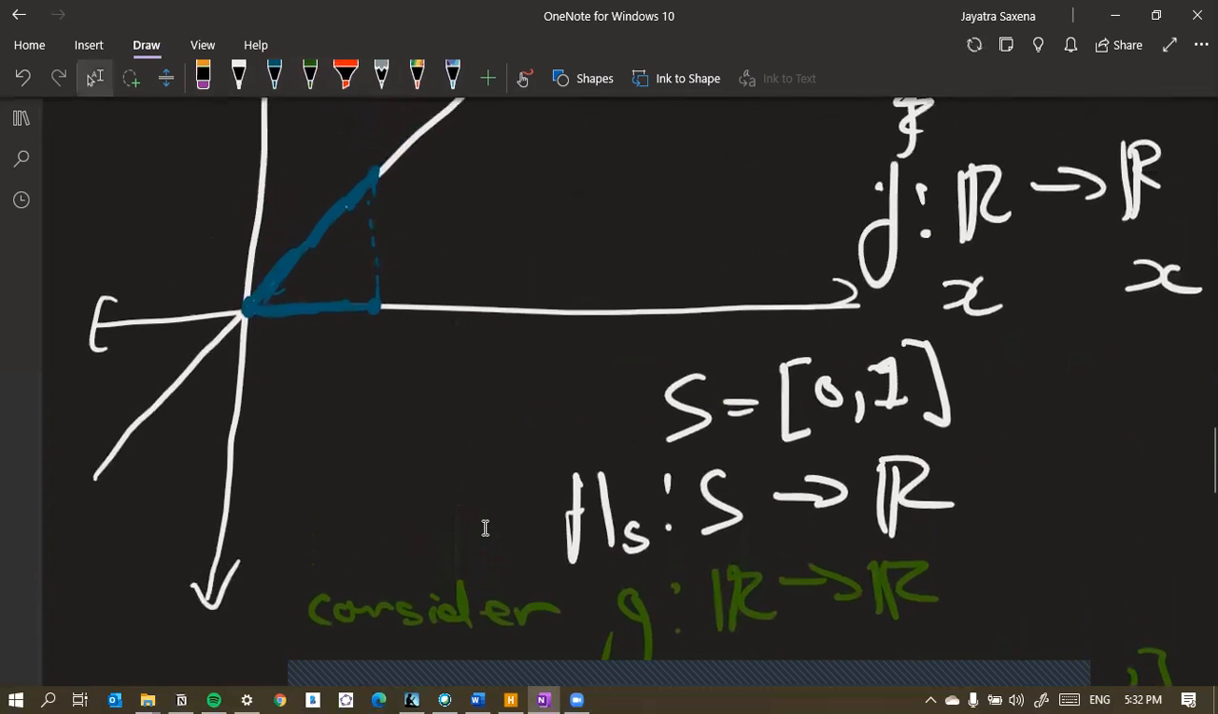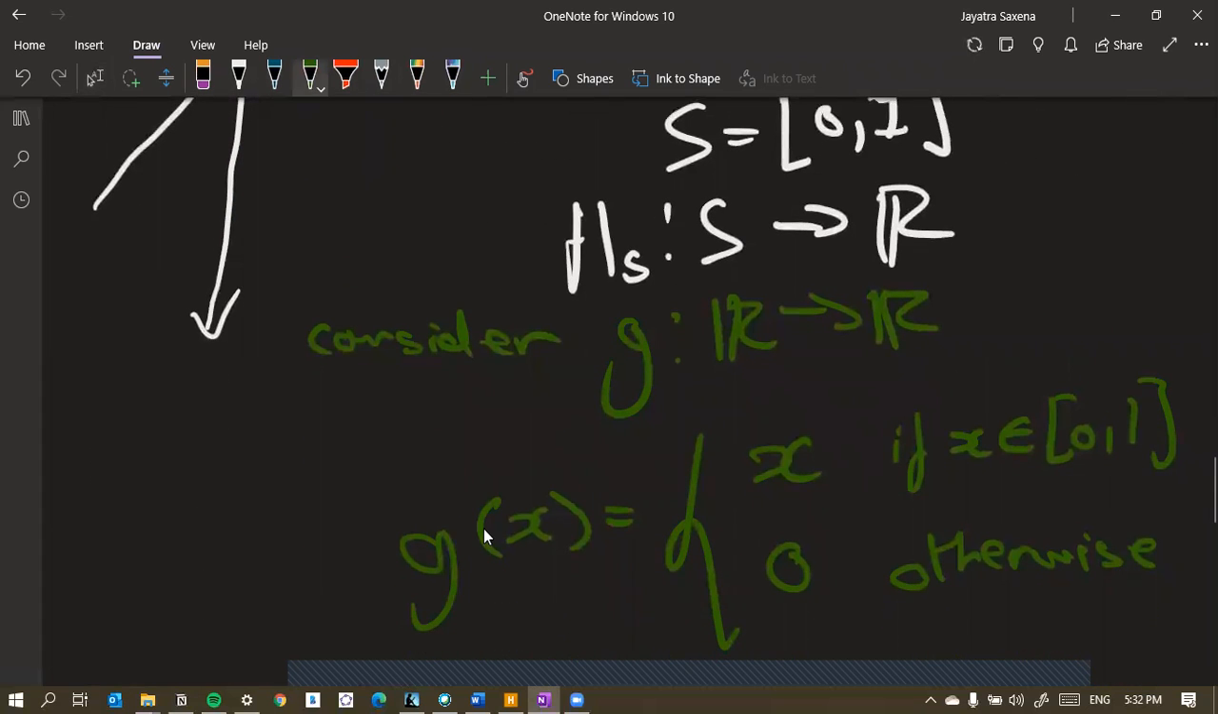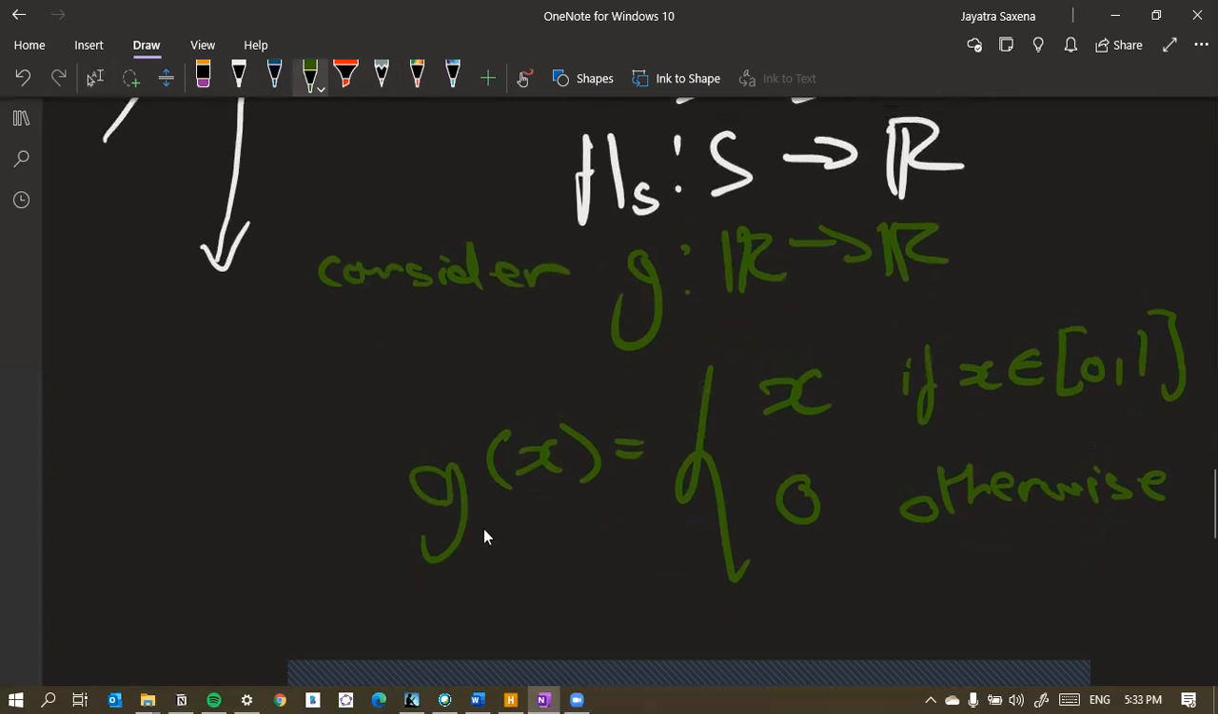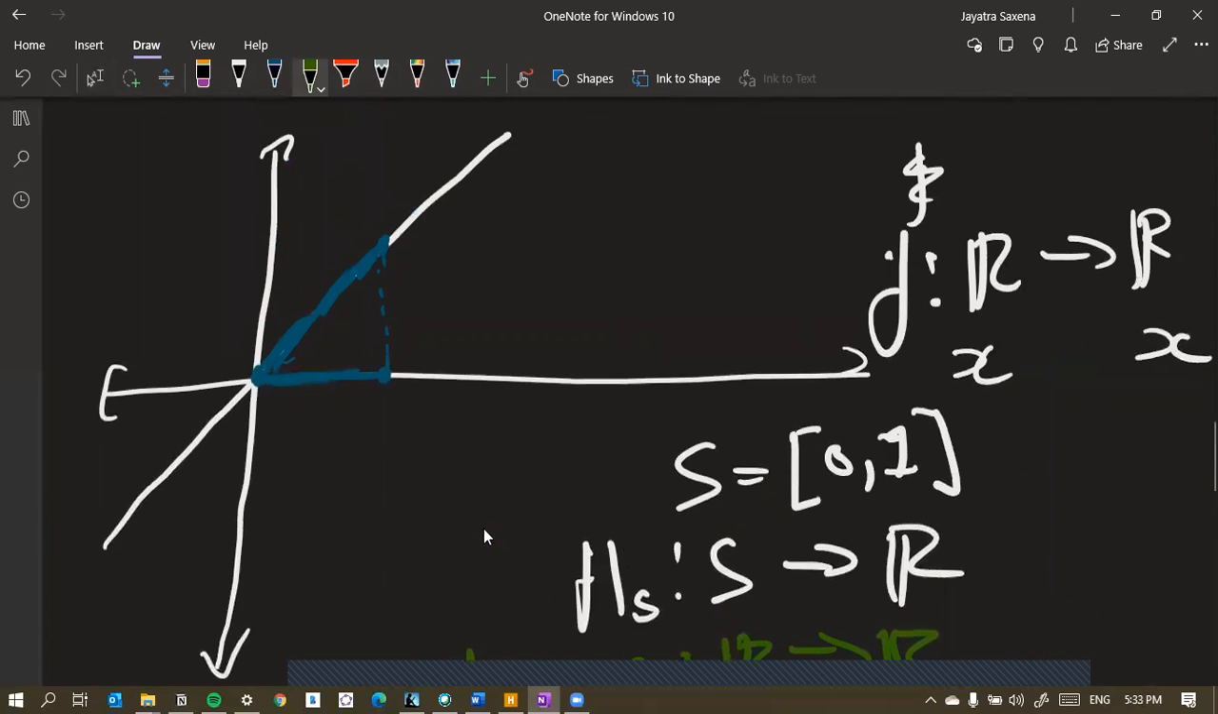This looks like a fairly normal function. If you want to check it's well defined, then first of all it covers all the real numbers. There's no problem with that. And for each x value, we're going to get a unique value in R. We're not going to get two different values.